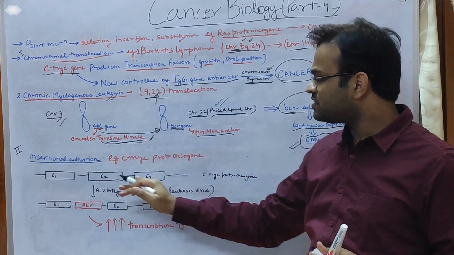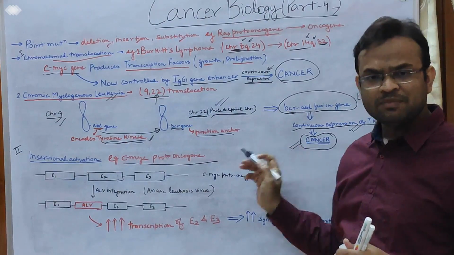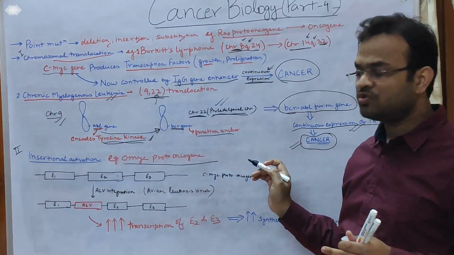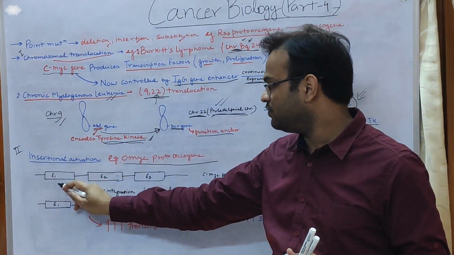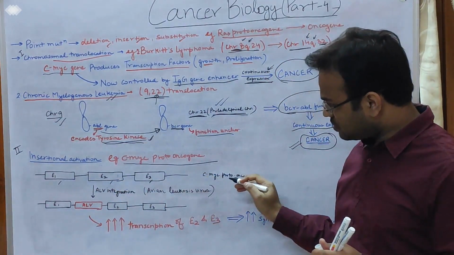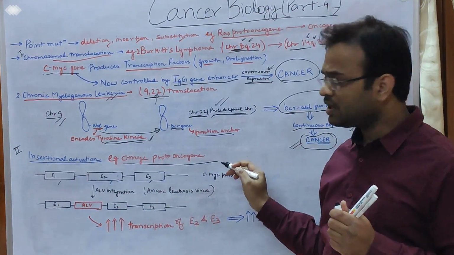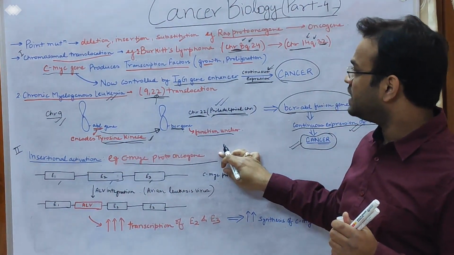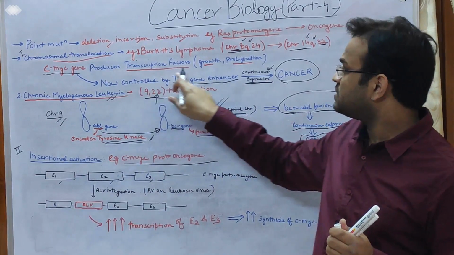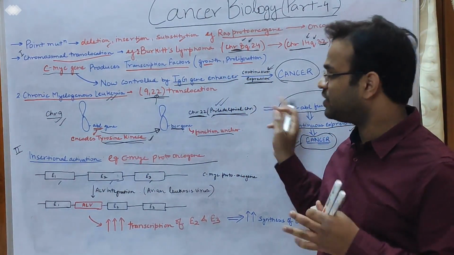In case of insertional activation also, the c-Myc proto-oncogene is an example. The c-Myc proto-oncogene has 3 exons, E1, E2 and E3. These are the 3 exons found on the c-Myc proto-oncogene. We have already studied that c-Myc produces transcription factors, that is, it is responsible for cell proliferation.